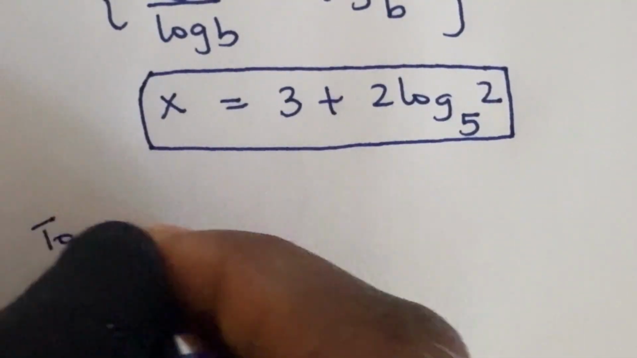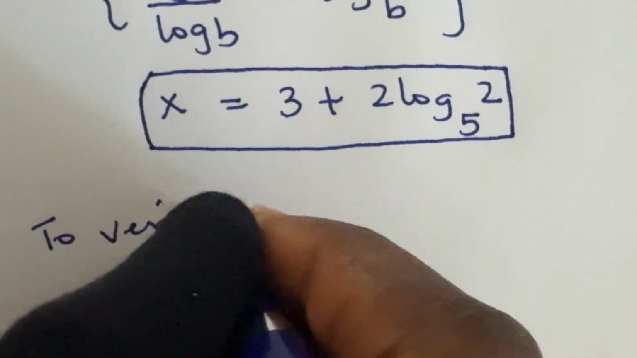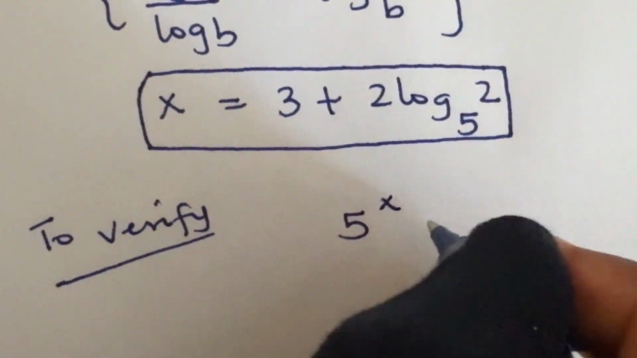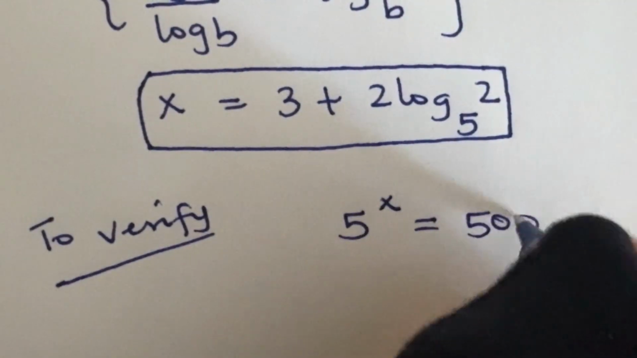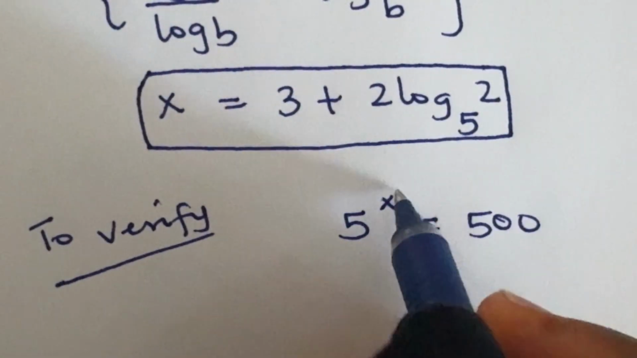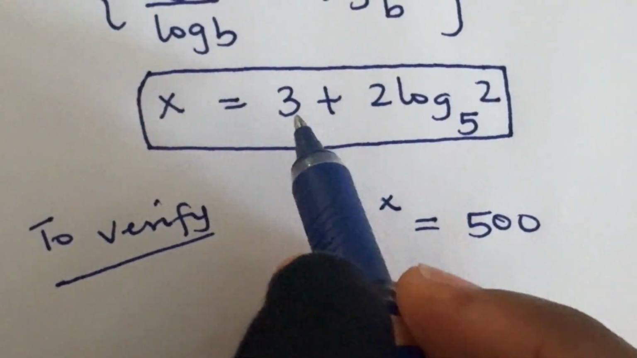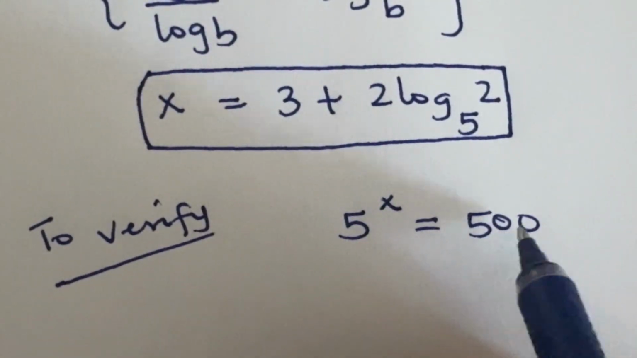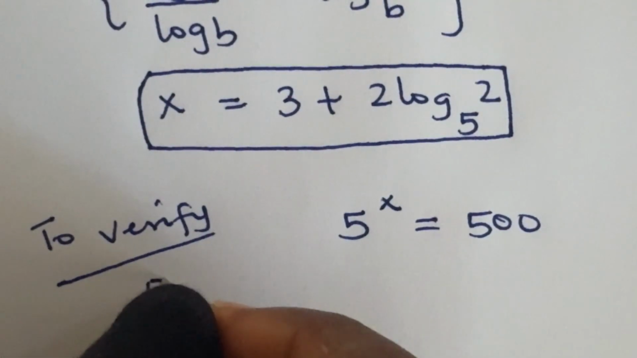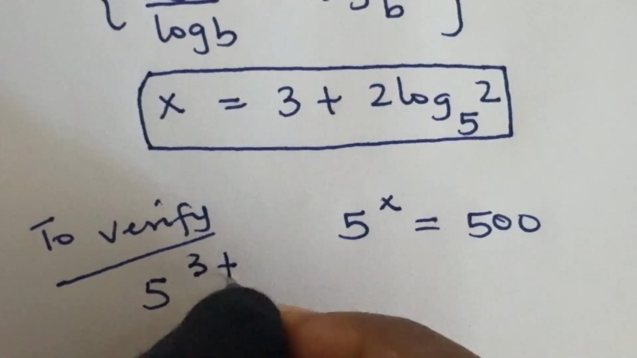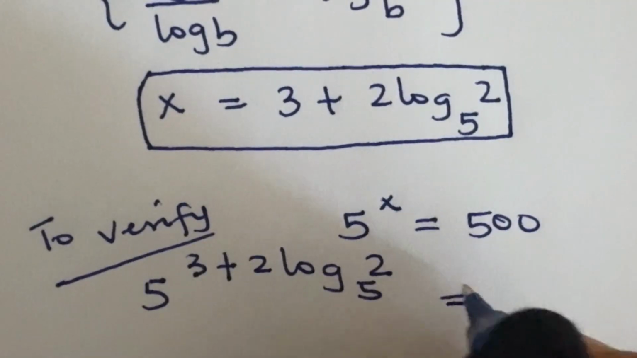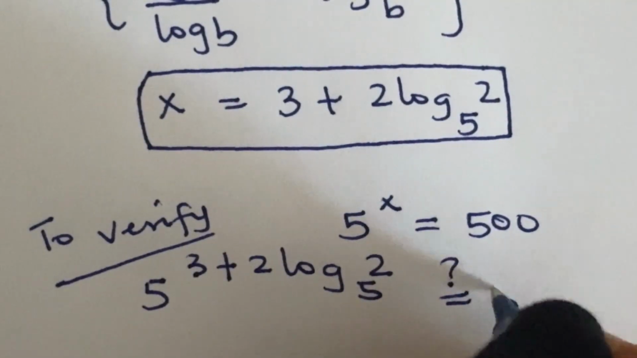To verify, we have 5 raised to power x is equal to 500, and now we have x is equal to 3 plus 2 log 2 base 5. We're going to replace x with this new value and see if it balances 500. So that is going to be 5 raised to power 3 plus 2 log 2 base 5. And we are checking to see if this is equal to 500.